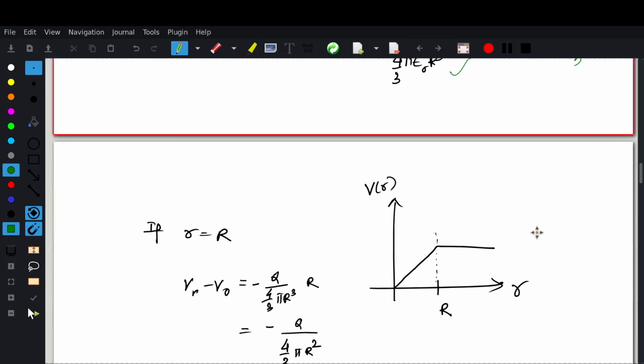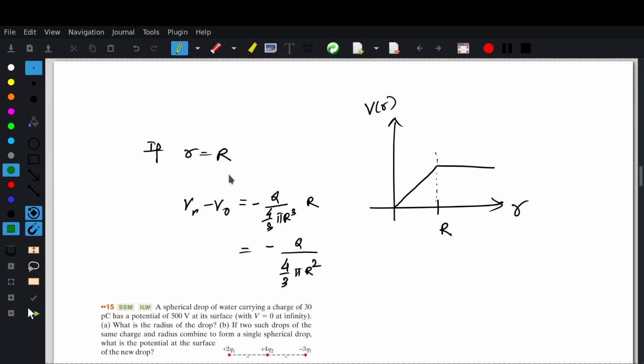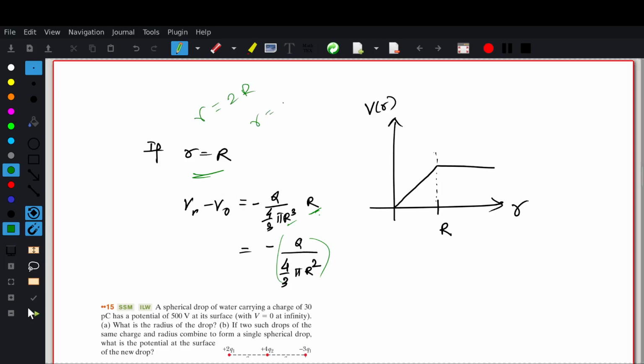Now we can also plug r equal to R into this equation. So with r equal to R, we will cancel one of these R's, and you see that this value doesn't depend on any variable r, right? That means you can plug in r equal to 2R, 3R, or anything, right? Outside this sphere, the potential always remains constant.